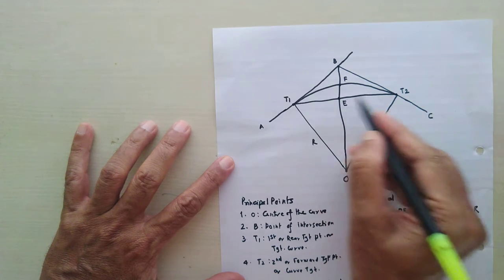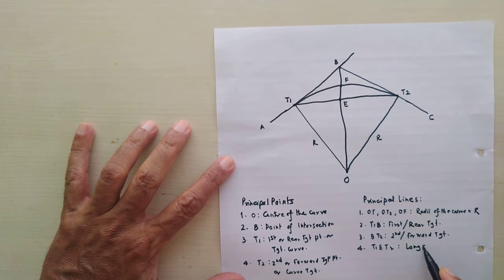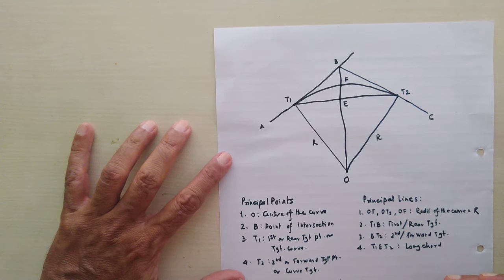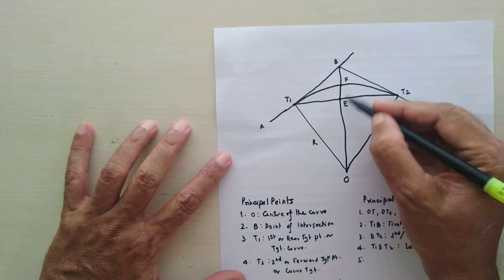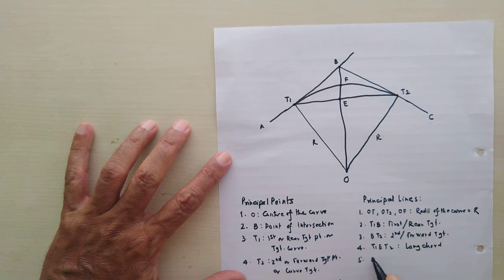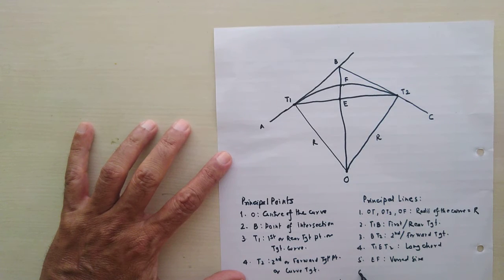This line T1ET2 is called the long chord. You know what is a chord? A straight line joining 2 points on a curve is called a chord. Then the fifth principal line is this EF. It is called the versed sine. This distance EF is called the versed sine.